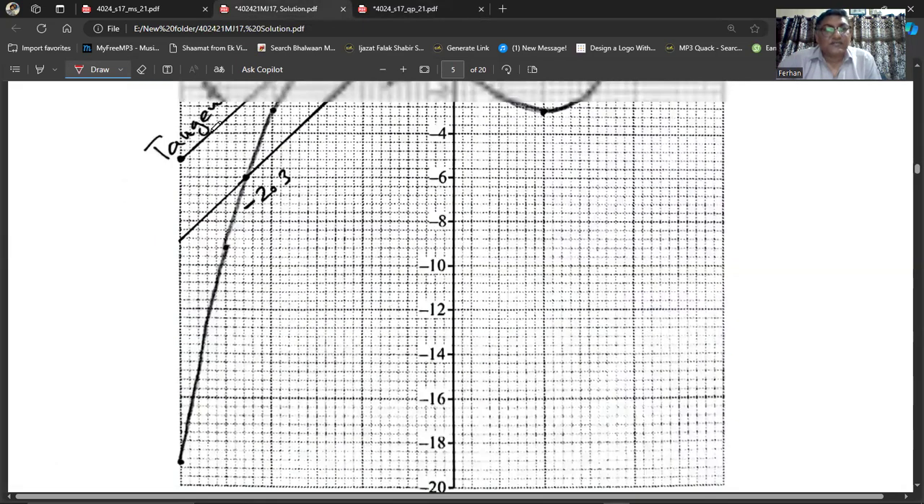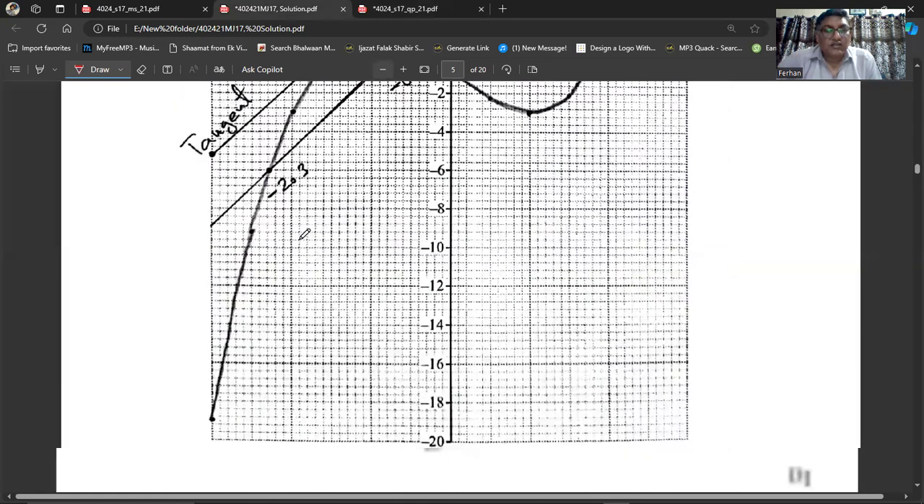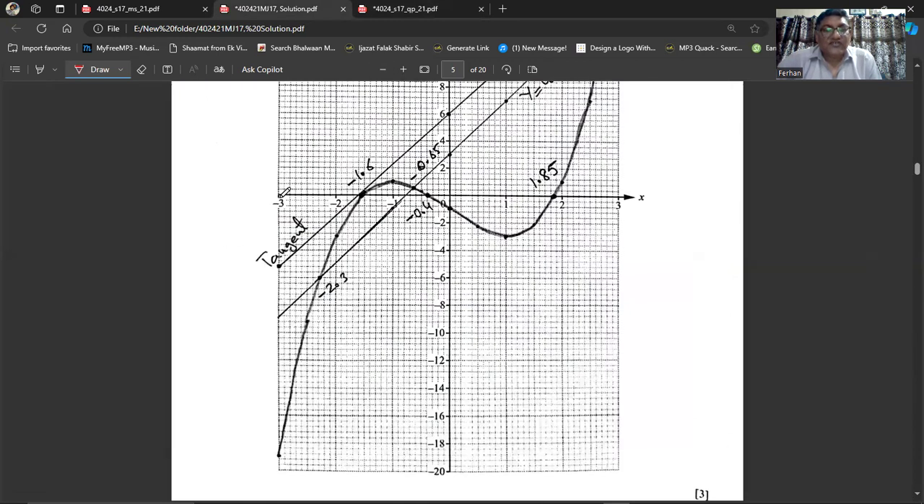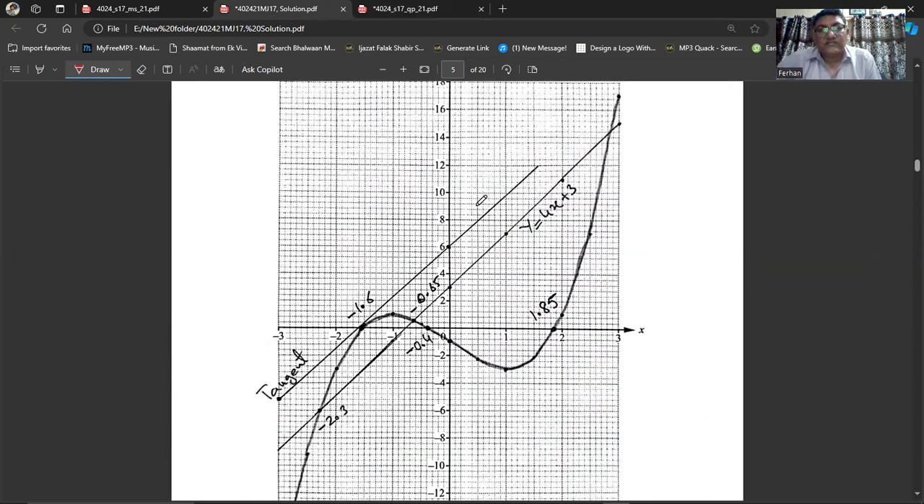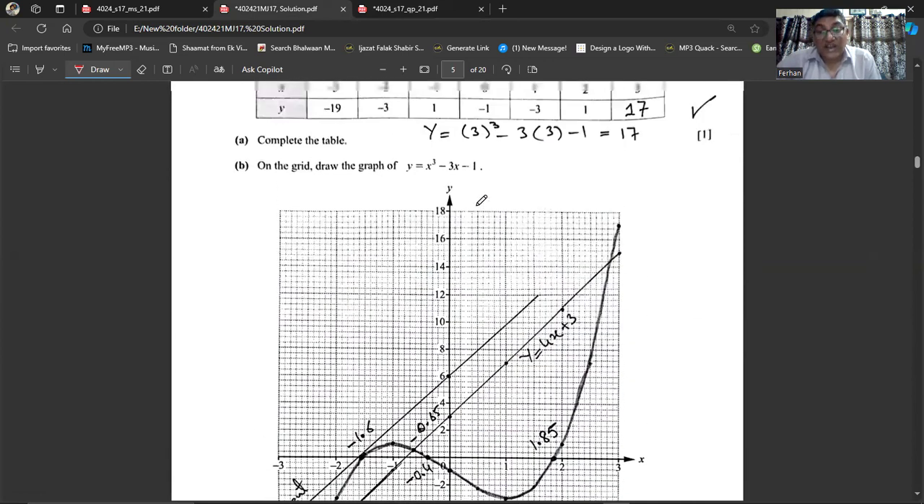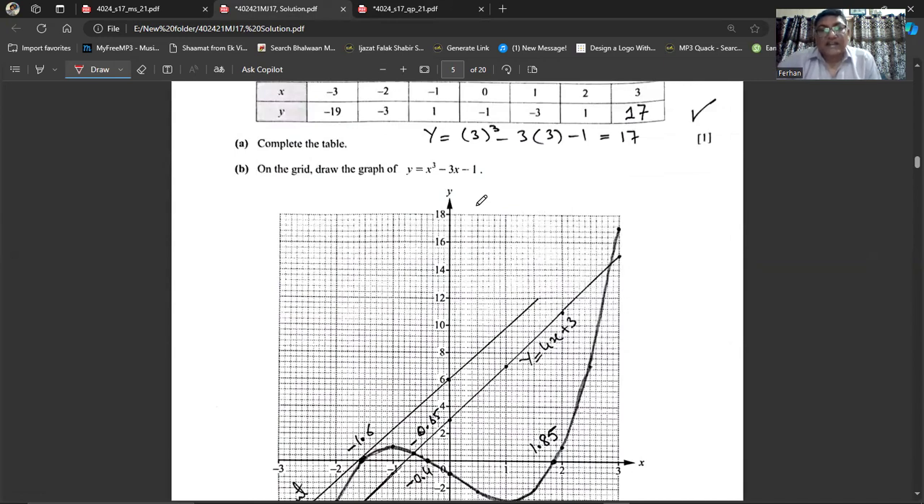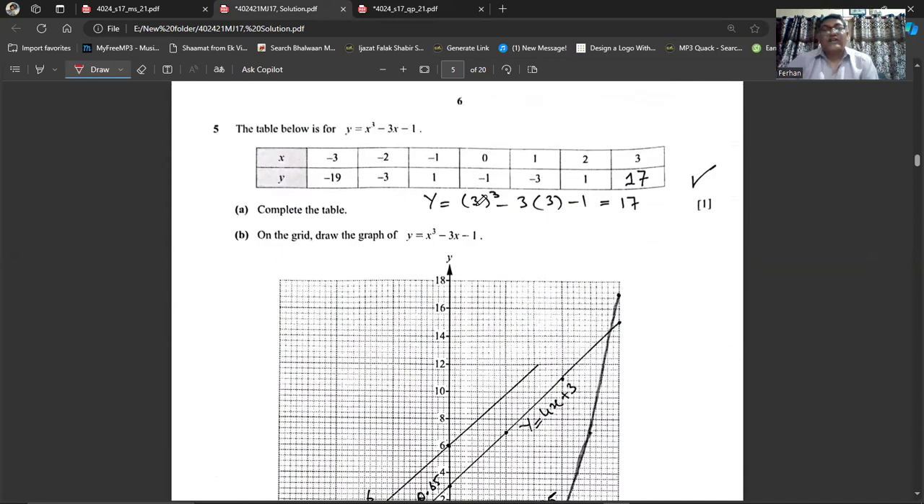So you can see at minus 3, we have plotted minus 19. At minus 2, we have minus 3. And at minus 1, you have positive 1. At 0, you have minus 1. At 1, you have minus 3. At 2, you have 1. And at 3, you have 17.